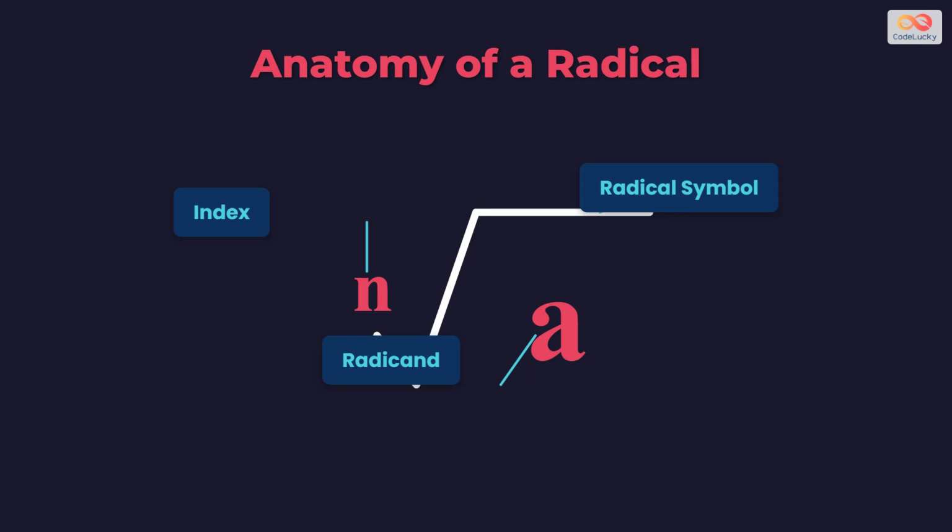First, let's understand the terminology. The symbol itself is called the radical. The small number tucked into the crook of the symbol is the index, represented here by n. The number inside the radical is called the radicand. The index tells us which root we are taking.